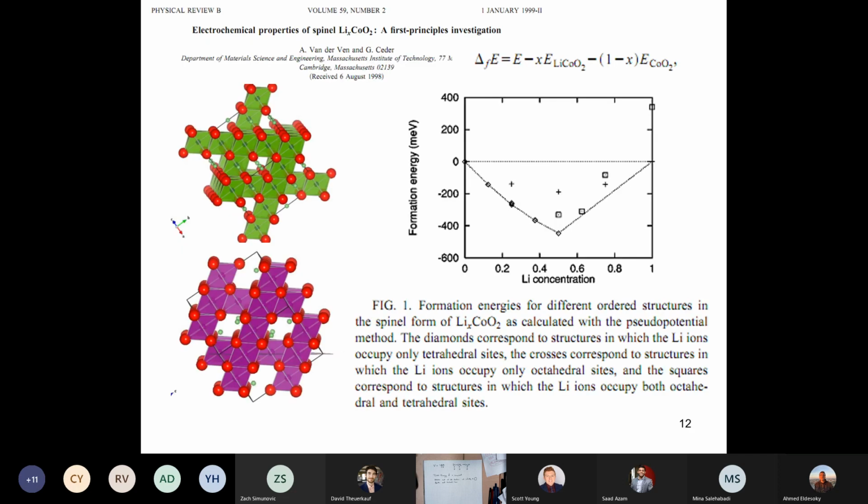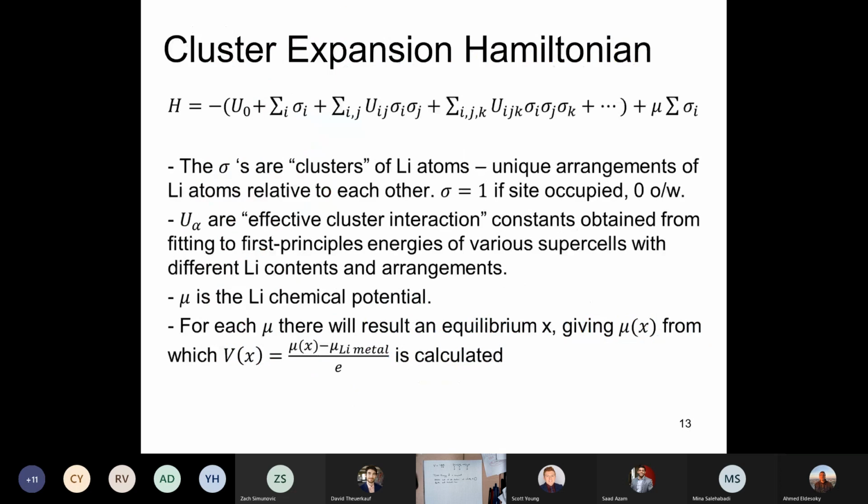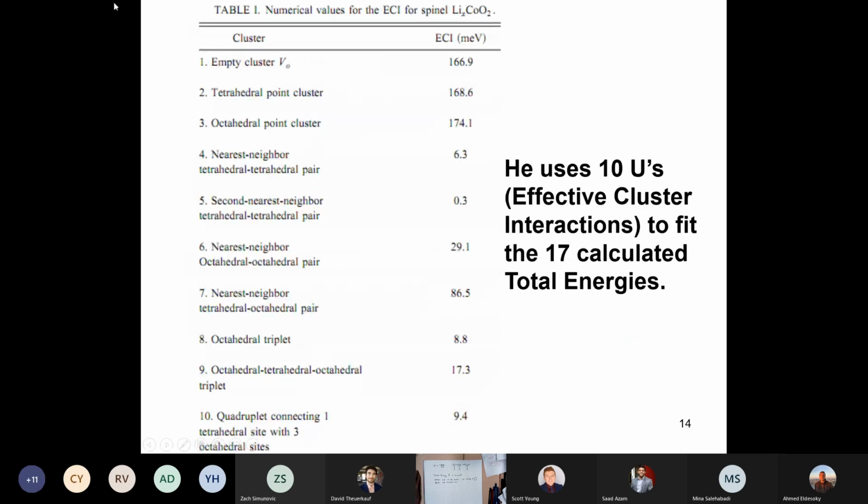So here's an example. When Gerd Ceder and his group worked on lithium cobalt oxide with the spinel structure, here's some things that we can recognize. Here's a nearest neighbor octahedral pair interaction. This is between two lithium atoms put on near neighbor octahedral sites. We would have called that U1, okay?